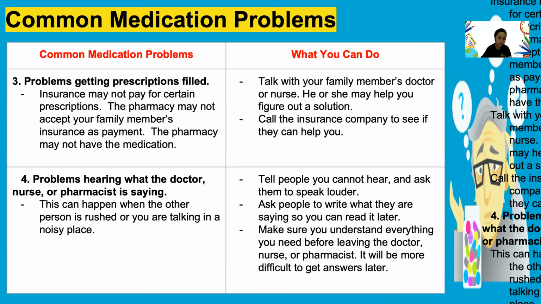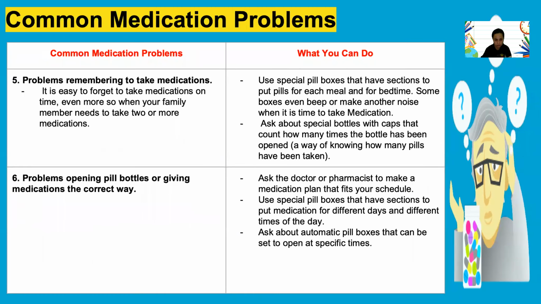Then problems getting prescription filled, talk with your family members, doctors, or nurse. He or she may help you figure out a solution. Then problems hearing what the doctor, nurse, or pharmacist is saying, tell people you cannot hear and ask them to speak louder. Problems remembering to take medication, of course, use pill boxes, and also you can use a medication list. Problems opening pill bottles or giving medications the correct way, you should always be instructed by the pharmacist, the nurse, or the doctor how to do it.